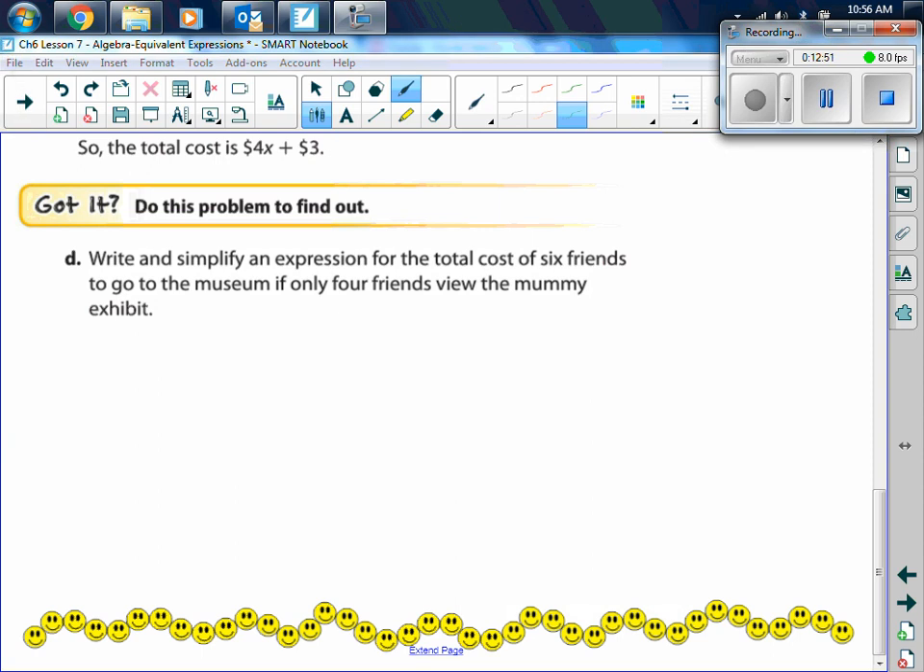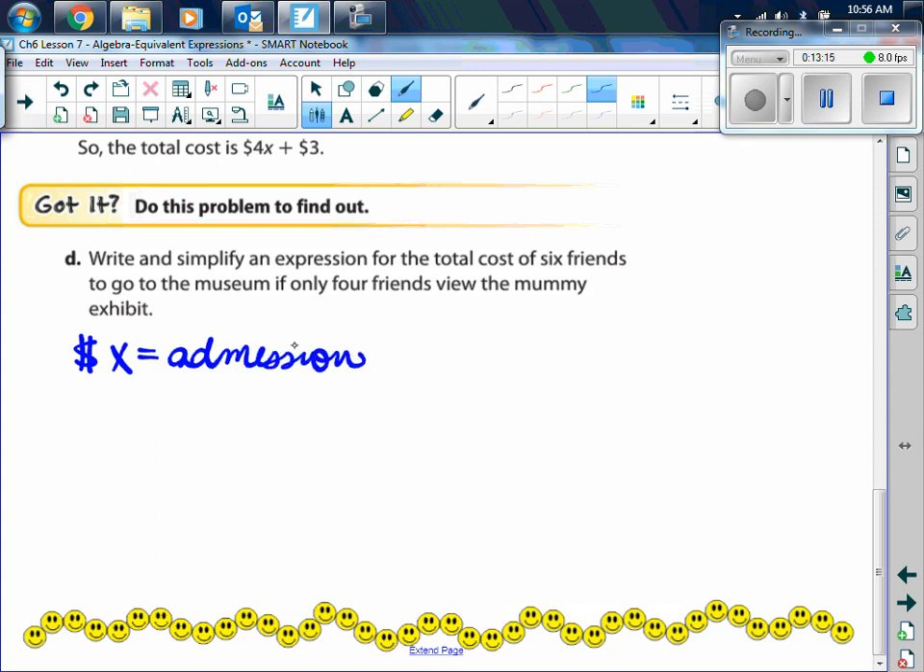This guided problem, letter B, we're still going to use the information from the previous example, okay? So it says write and simplify an expression for the total cost of 6 friends to go to the museum if only 4 friends view the mummy, okay? So let's write our important information. So we've got the cost of admission was x dollars, right? Make sure you write down your important information. It costs $1 to see the mummy.